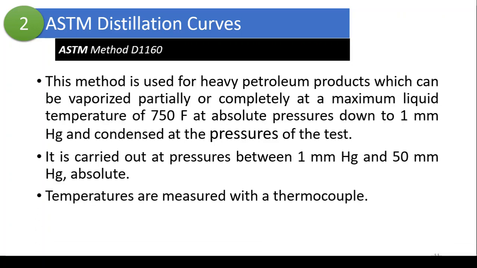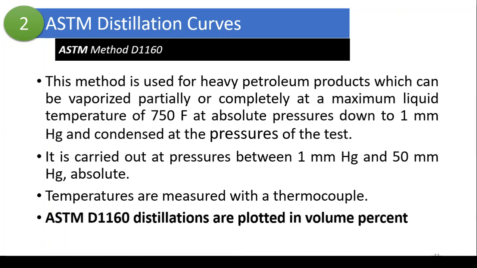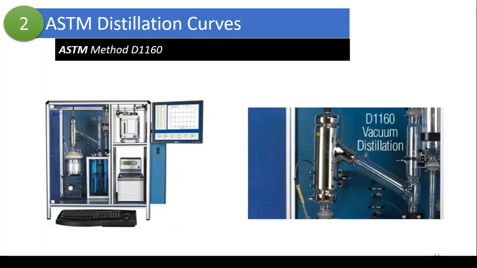So the curve is also plotted against the volume percentage, and the diagrams of the images for the ASTM D1160 can be shown here, because we need the vacuum in this ASTM. This D1160 is a standard method, not D86, where we can go for the vacuum distillation of the products, especially for the heavier products.